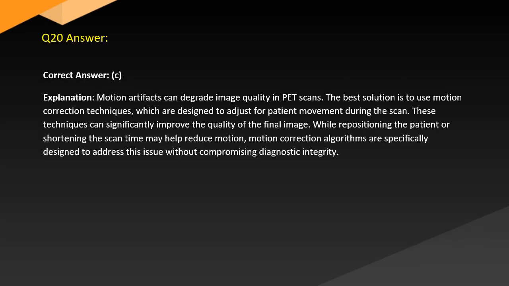Answer. Correct answer: C. Explanation. Motion artifacts can degrade image quality in PET scans. The best solution is to use motion correction techniques, which are designed to adjust for patient movement during the scan. These techniques can significantly improve the quality of the final image, while repositioning the patient or shortening the scan time may help reduce motion. Motion correction algorithms are specifically designed to address this issue without compromising diagnostic integrity.